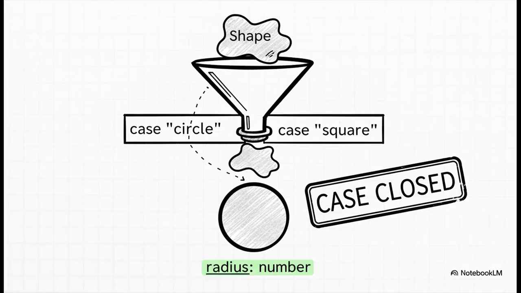And this is the glorious payoff. When we use this structure in a switch statement, it's like pure magic. The second TypeScript sees case circle, it knows with 100% certainty that our shape variable is a circle, and that means shape.radius definitely exists and is a number. No more errors, no more hacks, case closed.